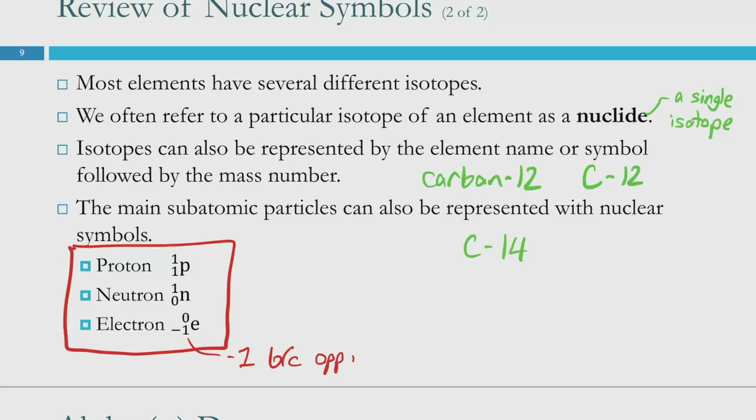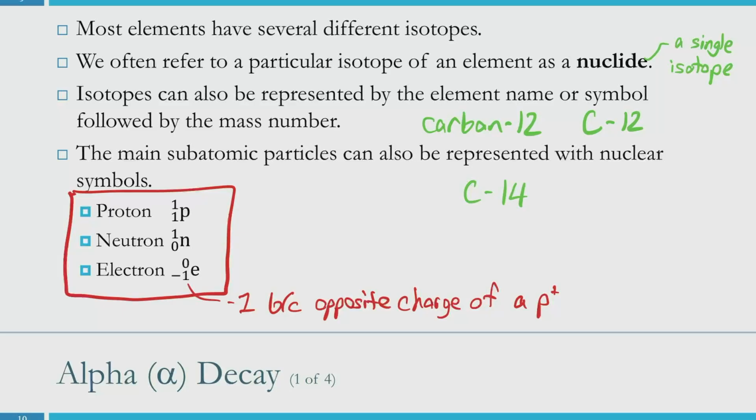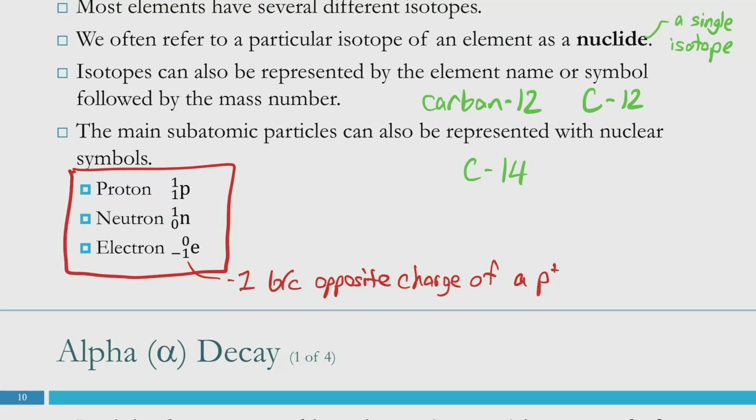And the way that I think of that is because it's the opposite charge of a proton. But we have a 0 for this upper number because an electron is neither a proton nor a neutron. So we'll see those symbols in our types of radioactivity.